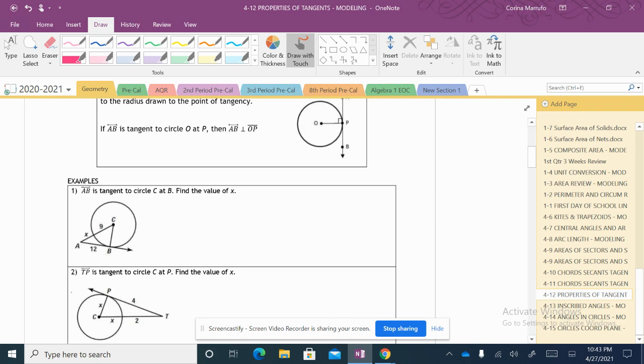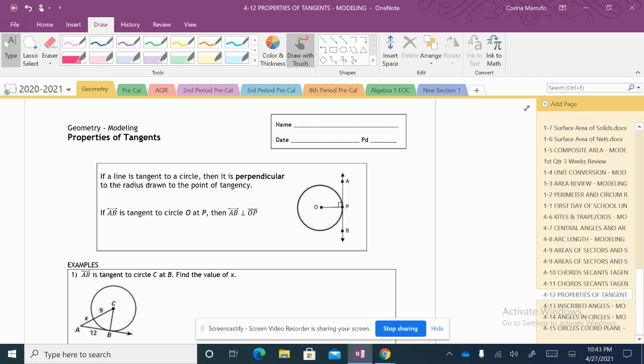So the next topic that we're going to cover is properties of tangents. If a line is tangent to a circle, then it is perpendicular to the radius drawn to the point of tangency. If AB is a tangent to circle P, then AB is perpendicular to OP.